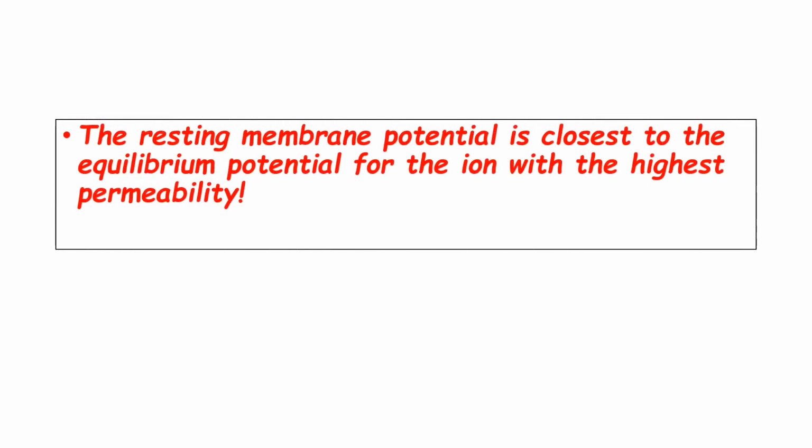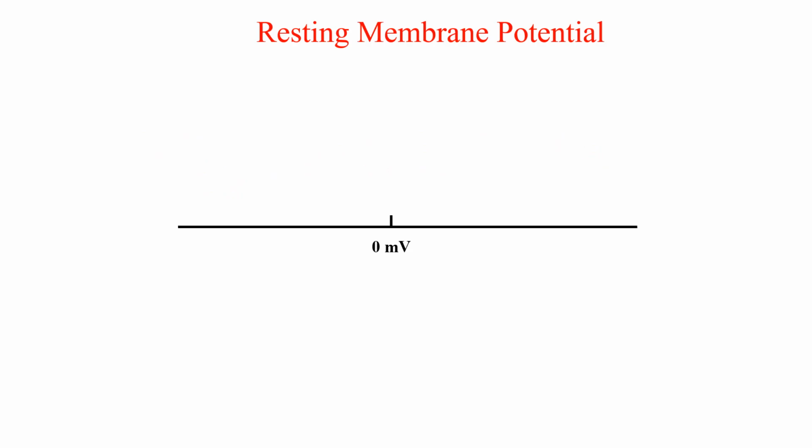The resting membrane potential will be closest to the equilibrium potential for the ion with the highest permeability, here being potassium. In this slide we have a depiction of the resting membrane potential. First we have the diffusion potential of potassium, that is -94 millivolt, shown by a blue arrow, and then the diffusion potential of sodium, +61 millivolt, shown by a yellow arrow. The resting membrane potential, we know, ranges from -90 millivolt to -70 millivolt.